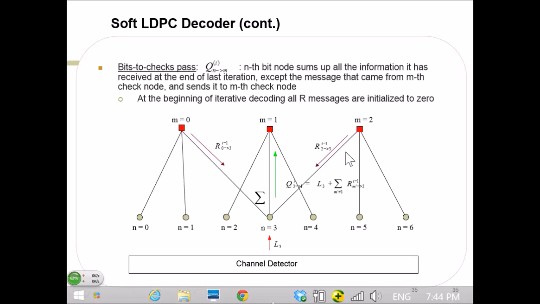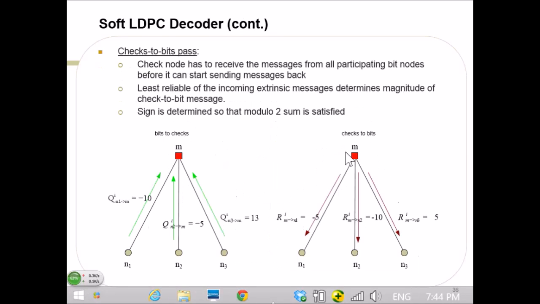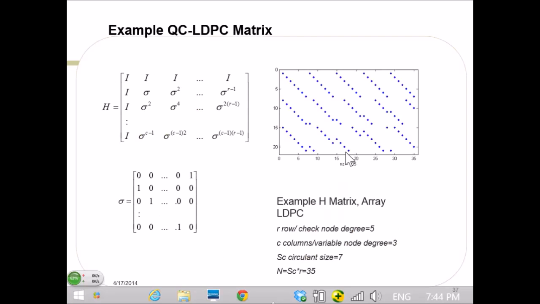So the variable node update is simply an addition, but with different probabilities. And the check node operation is a kind of min-sum operation. We're taking the min of the LLR. So the whole operation is what we call min-sum, because we're doing the min on the check node and then the sum operations on the variable node. That's what we call a min-sum operation.